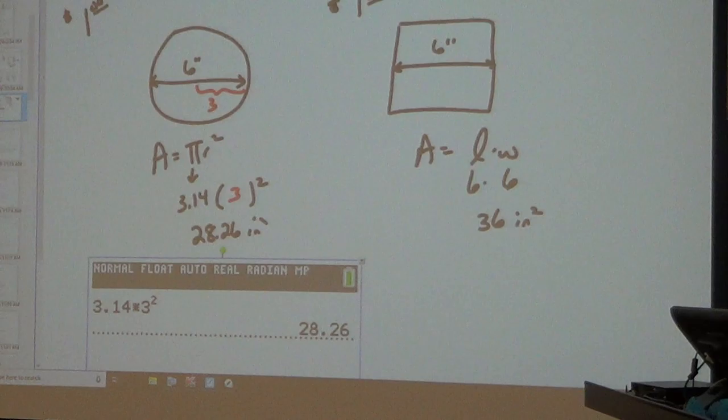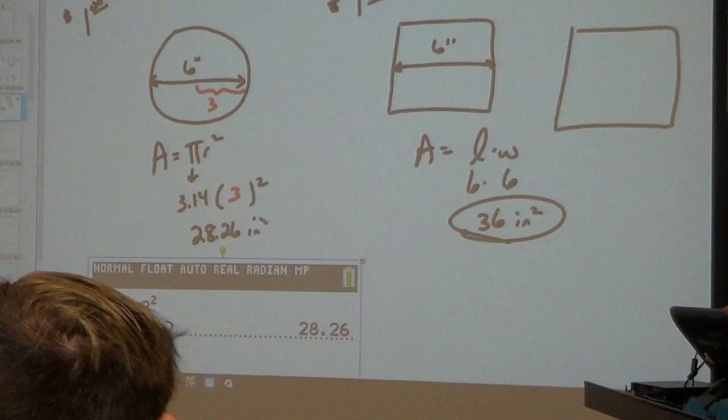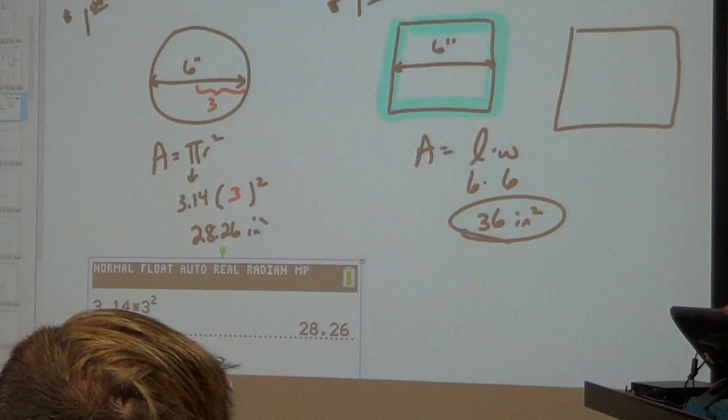which one am I going to buy? This one's 28 square inches. This one's 36 square inches. You're getting more pizza off the square one. Watch. This is the square pizza. And then if I take the circle pizza and I put it on top of it, you're losing all of these corners.